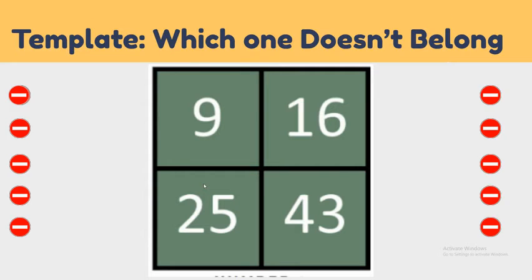Another type of number sense routine that many of you are probably familiar with is a which one doesn't belong. In this particular template, these are drag and drop sort of X signs or no signs. Students can click on one of these and drag them to the number that they feel doesn't belong. Keep in mind, the important part here is not just which one doesn't belong, but why doesn't it belong?